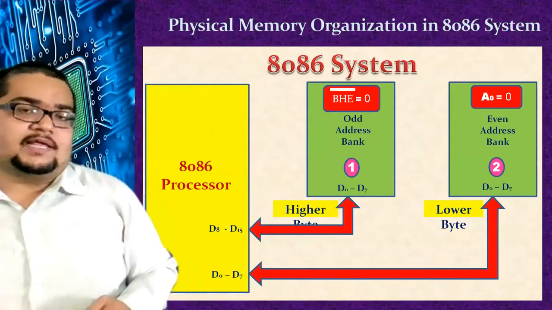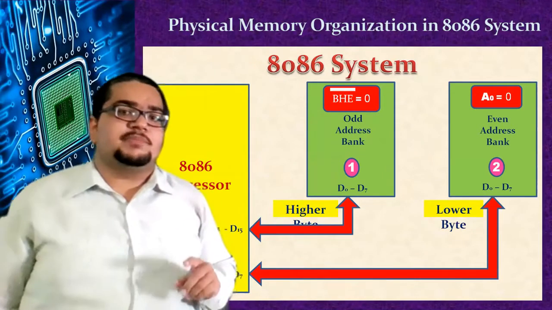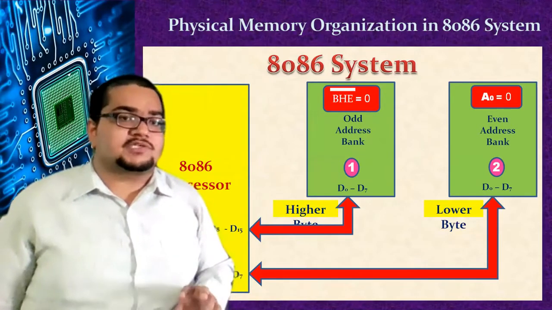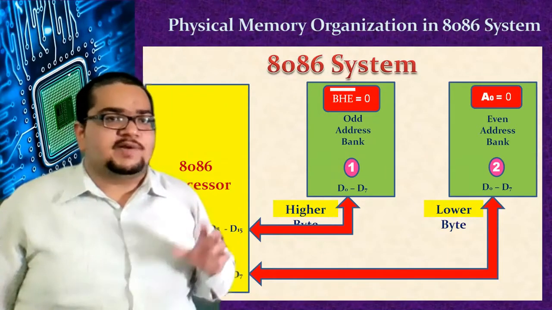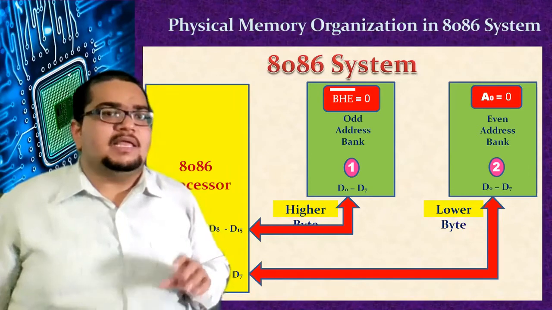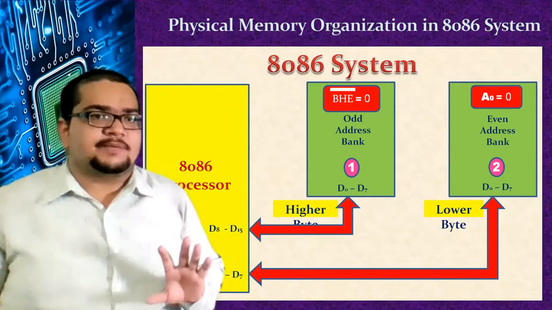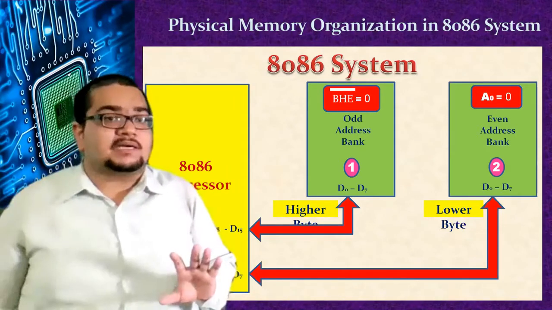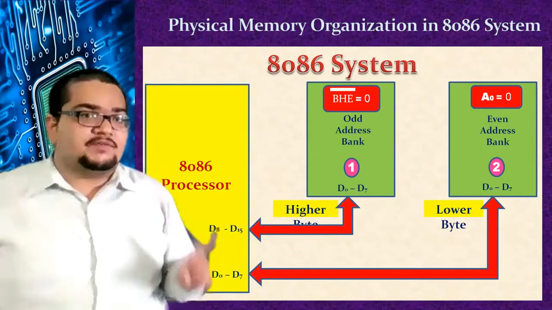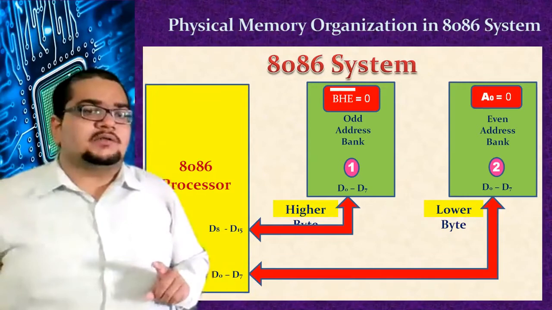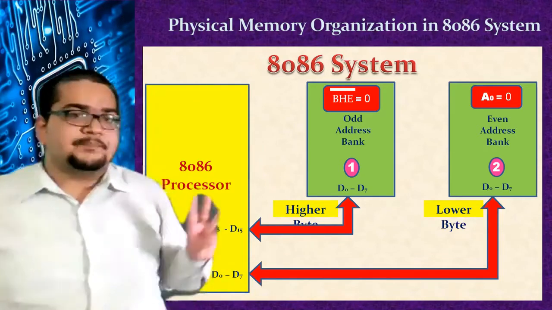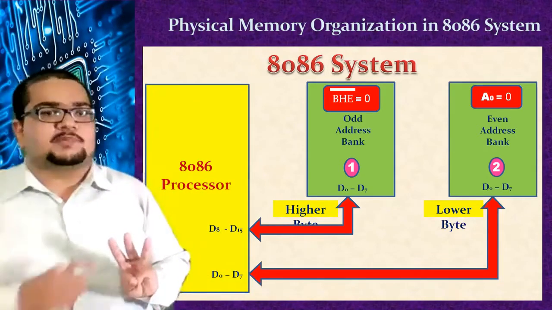Next, I'll show you one table where you can see the BHE bar and A0 combinations for different data operations. Different data read or write operations can be 8-bit data access or 16-bit data access. If it is 8-bit data access, it is either from the even bank or from the odd bank. So we have 3 possible cases.